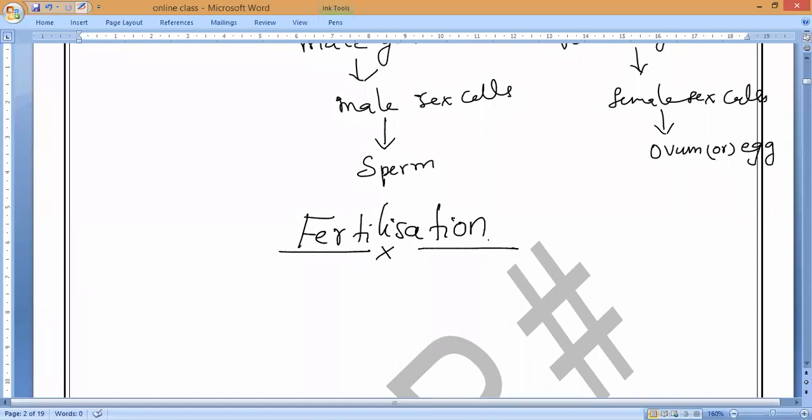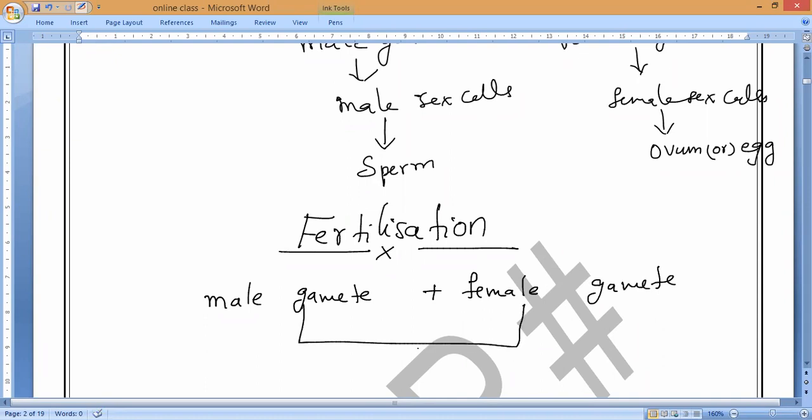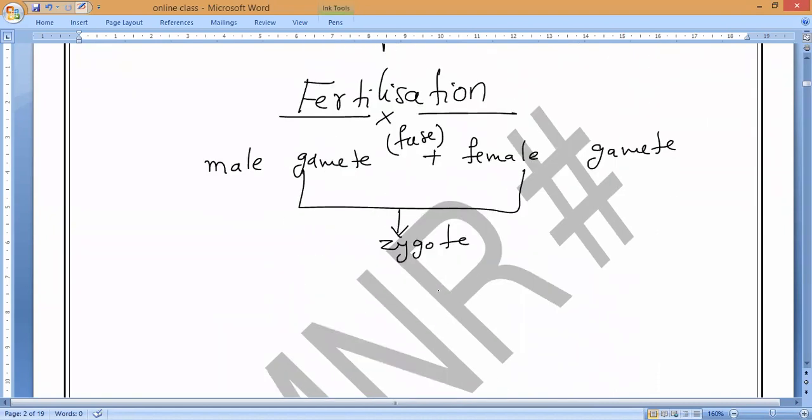Shall we start? Now observe very carefully. In sexual reproduction, the male gametes from the male body must combine with the female gametes. Then only we get a common cell, the fertilized egg, which is the zygote. The fusion of this male gamete with the female gamete forms a single cell during sexual reproduction, and that cell is called the zygote.